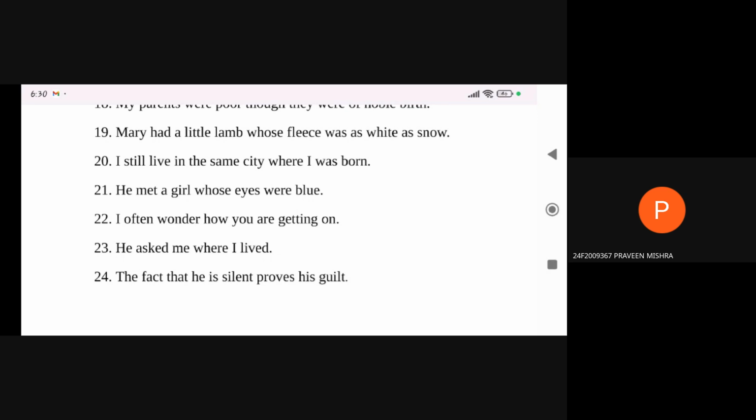Noun clause. Now, last one: the fact that he's silent proves his guilt. Which part is the subordinate clause here? That he's silent is the subordinate clause. And what is it? The fact, ma'am, noun. That he's silent.